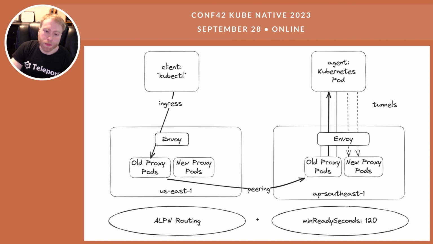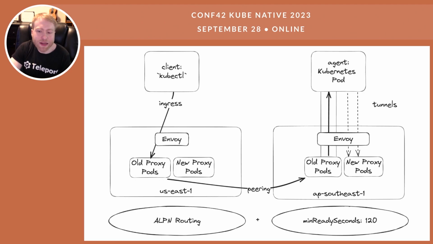And when we want to do a deploy, we use the ALPN routing feature in Envoy in order to control whether connections land on the old pods or the new pods. So an interesting thing we did here is that we used a feature of Kubernetes deployments that you might not know about called min-ready seconds.